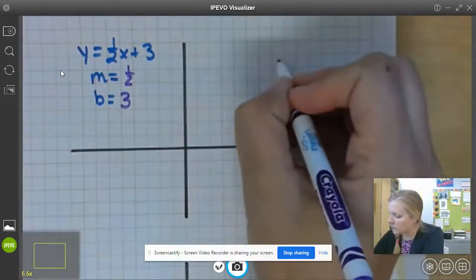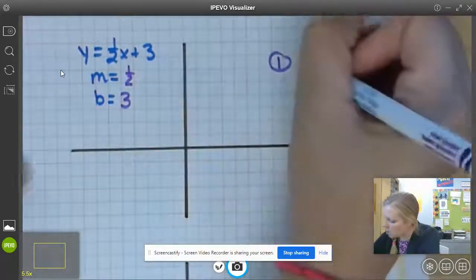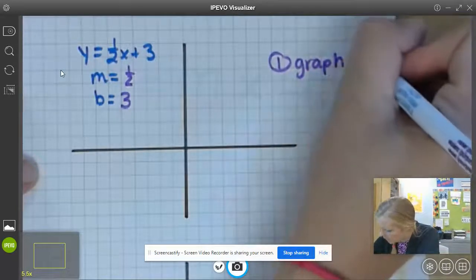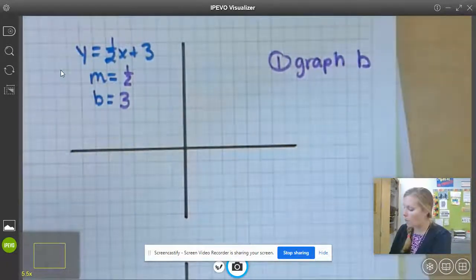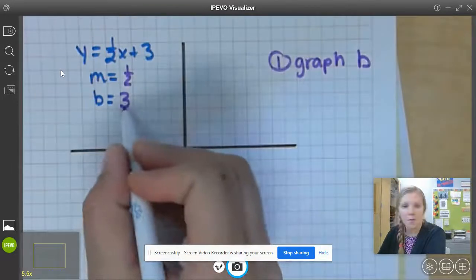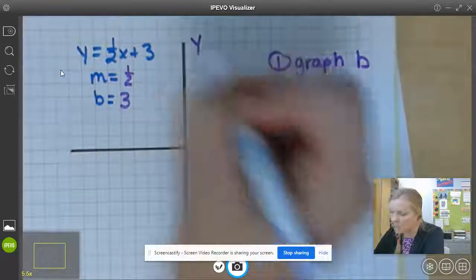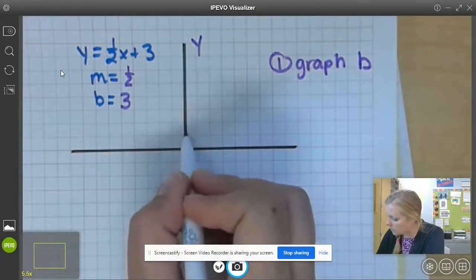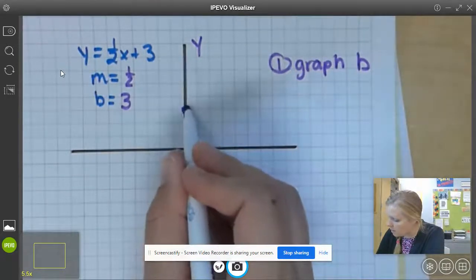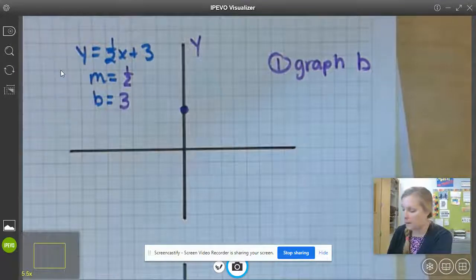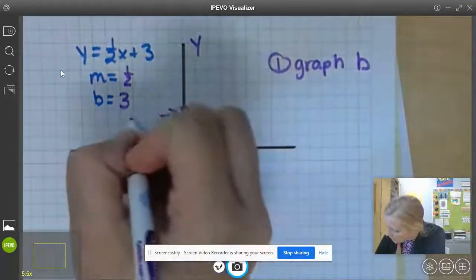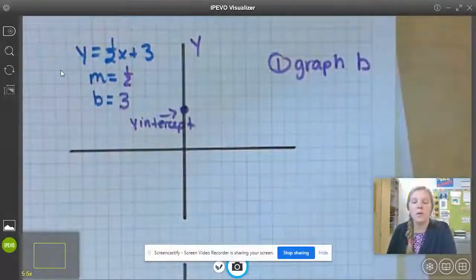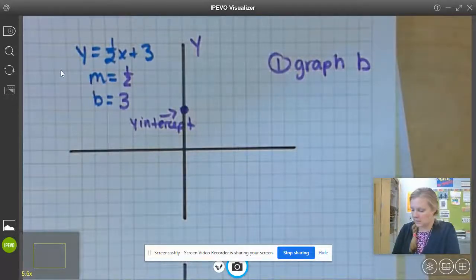To graph this, we have 2 steps. First, we're going to graph b. B, again, is the y-intercept. So we're going to graph that, 3 on the y-axis. This is the y-axis. We're going to go from the origin up 3 lines. 1, 2, 3. That is the y-intercept. This point right here is the y-intercept because it's where the line crosses the y-axis.